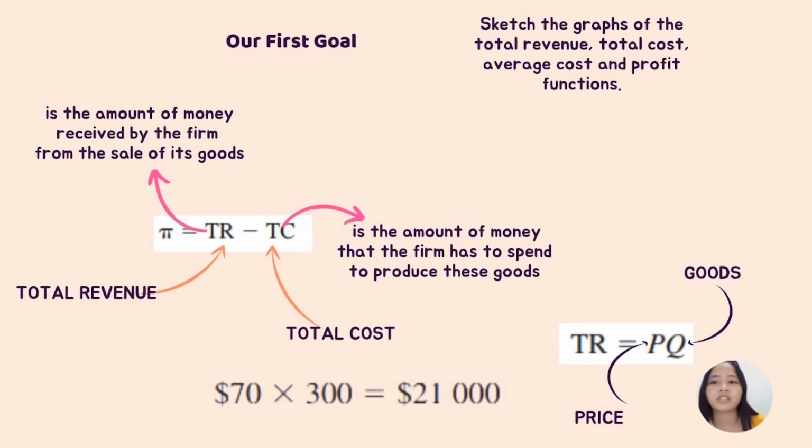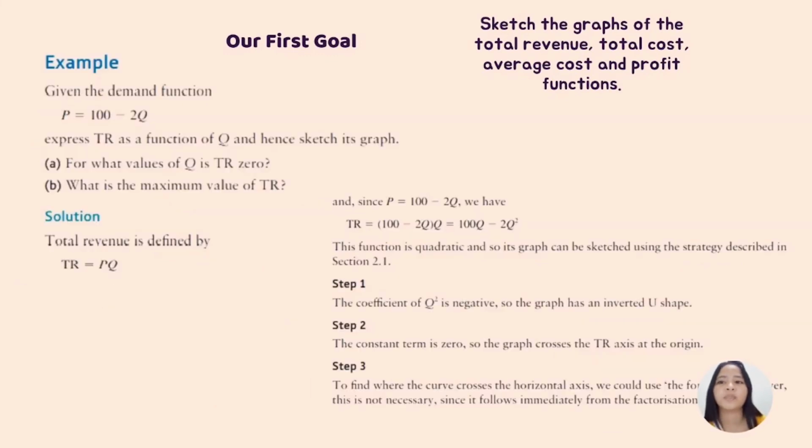So the profit function is denoted by pi and defined to be the difference between total revenue TR and total cost TC, that is, pi is equal to TR minus TC. This definition is entirely sensible because TR is the amount of money received by the firm from the sale of its goods, and TC is the amount of money that the firm has to spend to produce these goods. We begin by considering the total revenue and total cost functions in turn. So the total revenue received from the sale of Q goods at price P is given by TR is equal to PQ. Let's have an example.